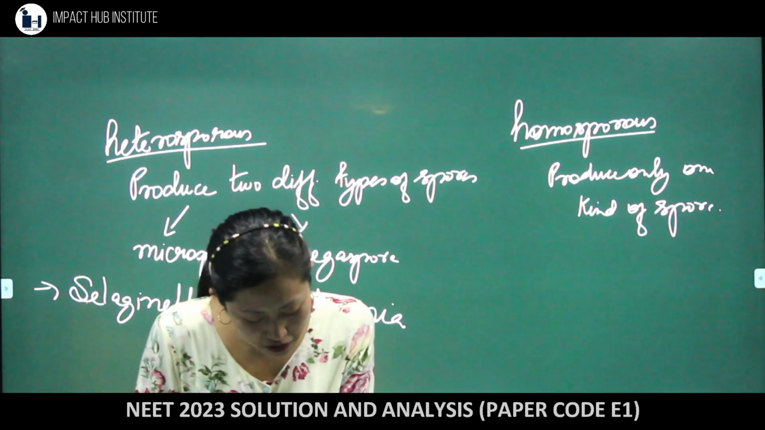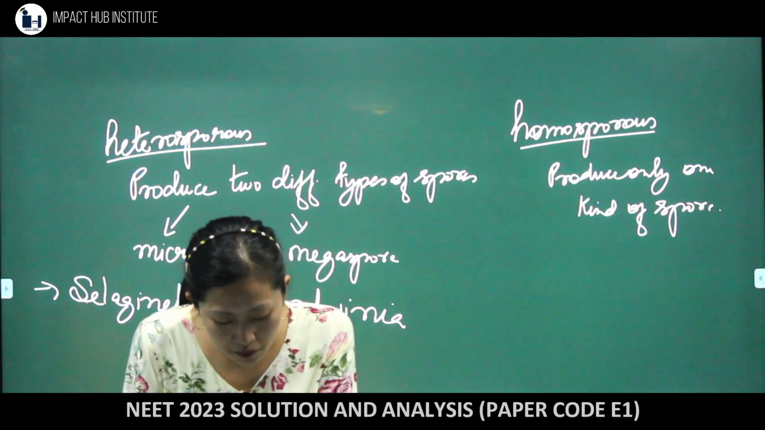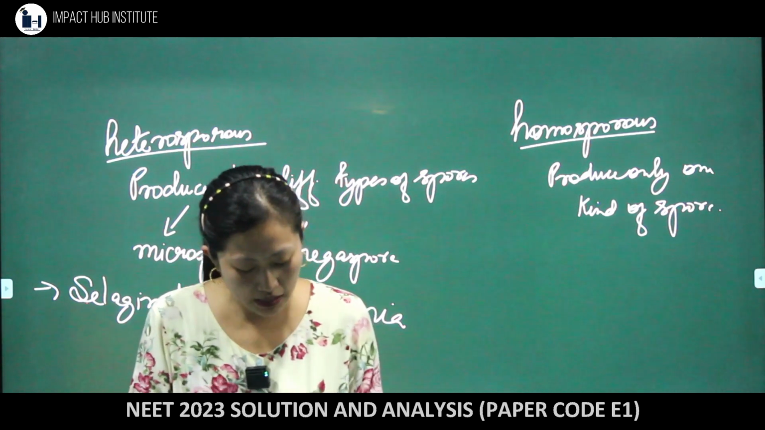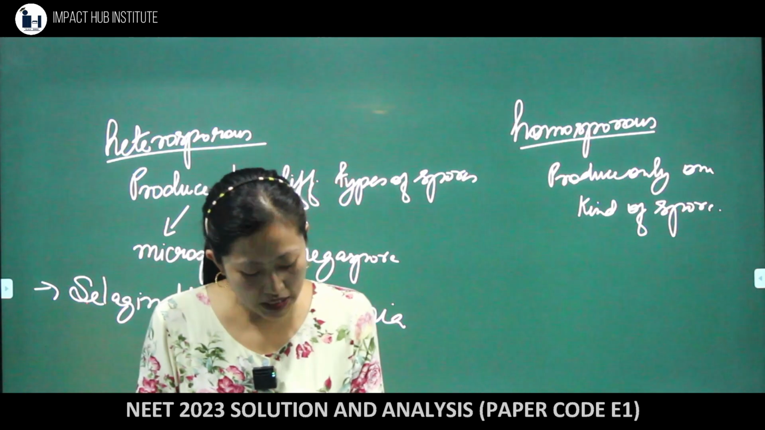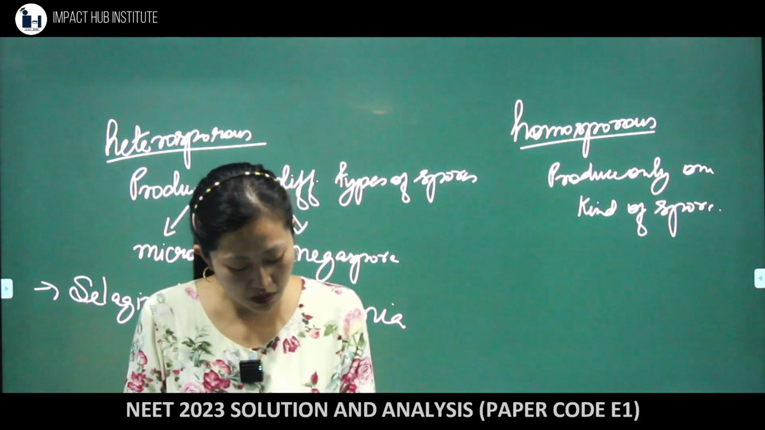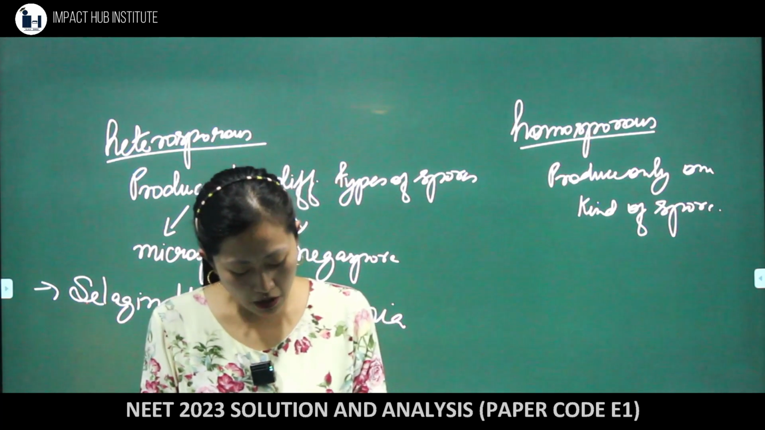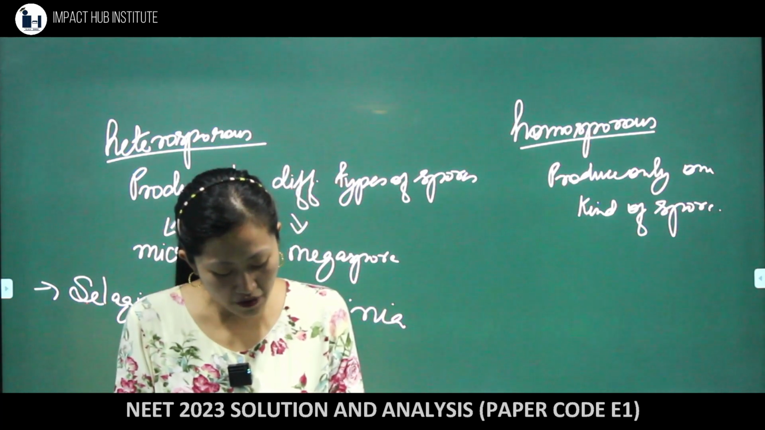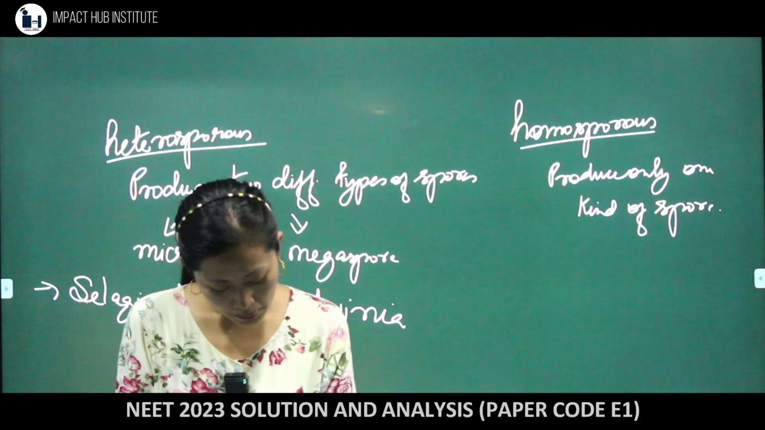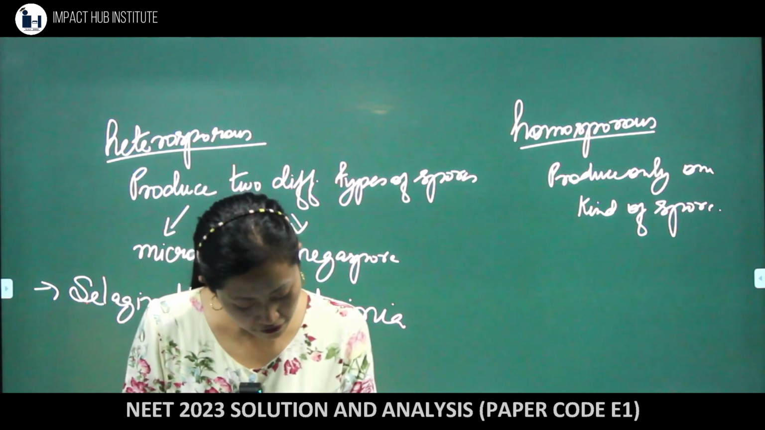Question number 134, frequency of recombination between gene pairs on same chromosome as a measure of the distance between genes to map their position on chromosome was used for the first time by, the correct option is 3, Alfred Sturtevant.